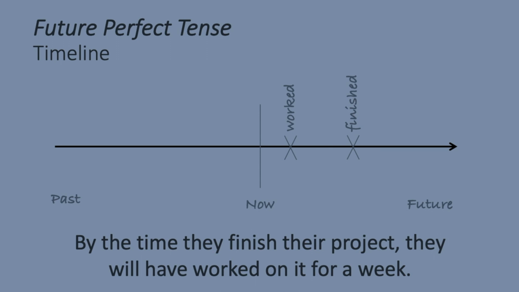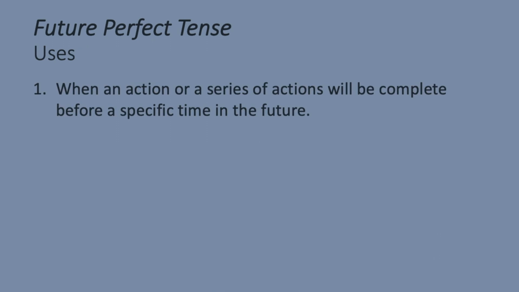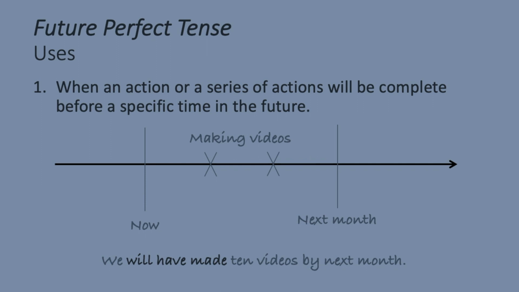So, when do we use the future perfect? We use future perfect first when an action or a series of actions will be complete before a specific time in the future. The example is, we will have made 10 videos by next month. I've moved now over to the left so you can see more of the future. So there are 2 X's, but if we completed 10 videos, maybe we need 10 X's. I'm just showing that we will do this thing repeatedly between now and next month.